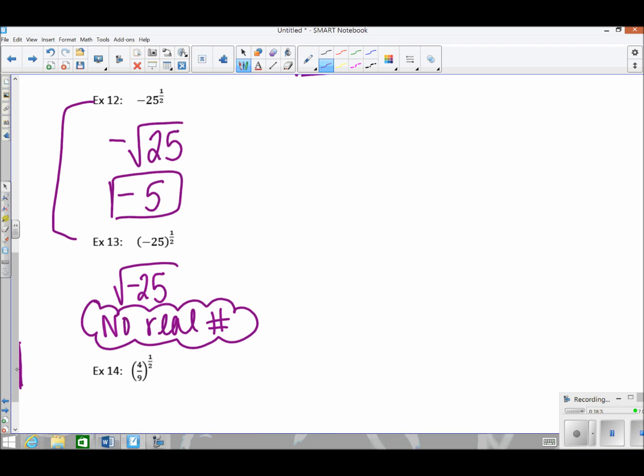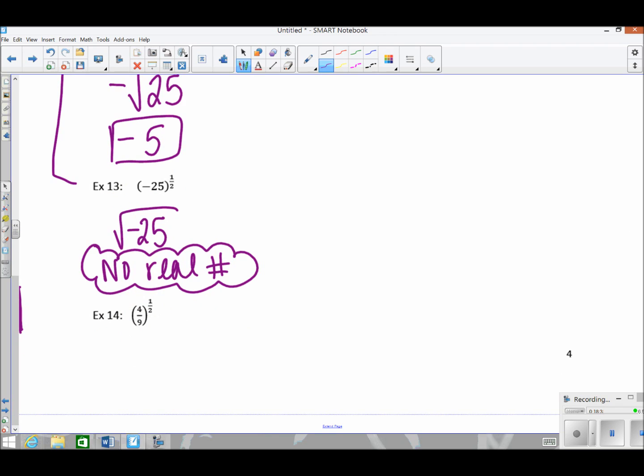The next example here, we have a fraction. So again, it's the square root of all of these pieces. So that entire fraction is being raised to the 1/2. Whenever you're taking the square root of a fraction, it's really just the square root of 4 over the square root of 9. It's just square root each piece. So square root the top, you get 2. Square root the bottom, you get 3.